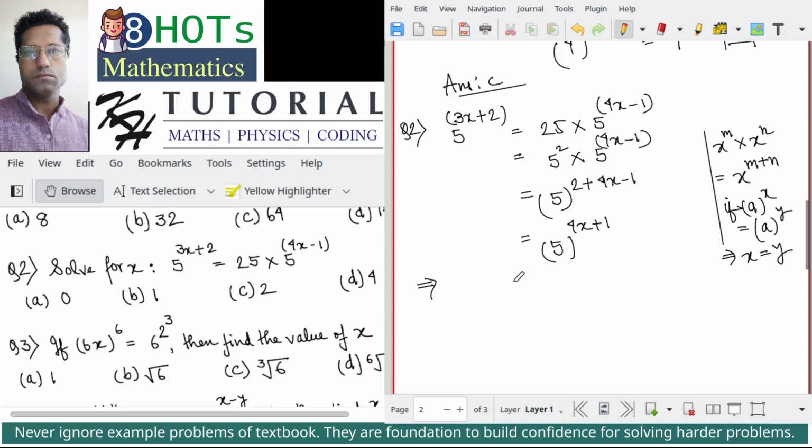So we can equate the powers and we get 3x plus 2 is equal to 4x plus 1. This is a linear equation in x, and we can easily solve for it. From here we can clearly see that x will be equal to 1. Hence the correct choice is B. B is the correct choice.